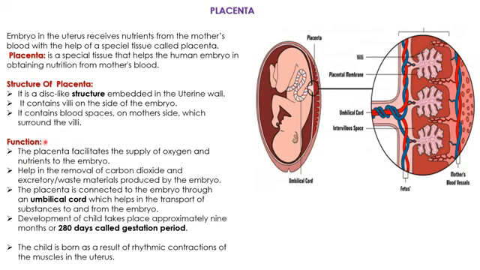Here, let's see the function. The placenta facilitates the supply of oxygen and nutrients to the embryo. So the mother's blood will supply nutrients and oxygen to the embryo. It also helps in the removal of carbon dioxide and excretory waste material produced by the embryo.